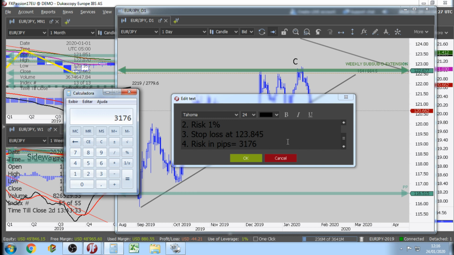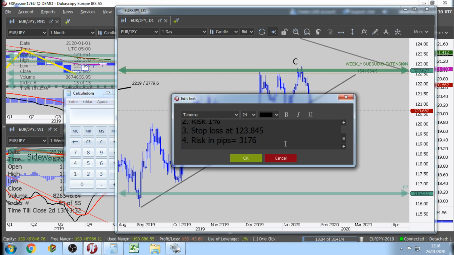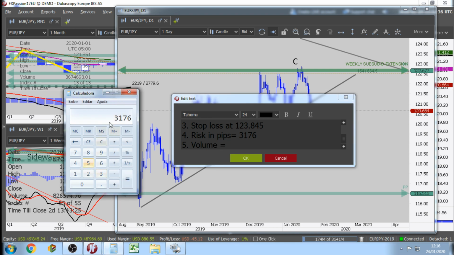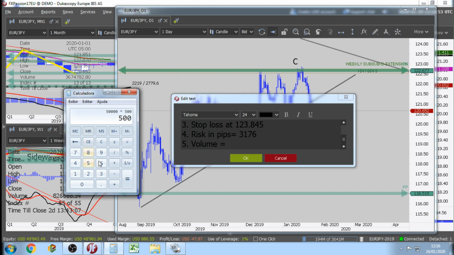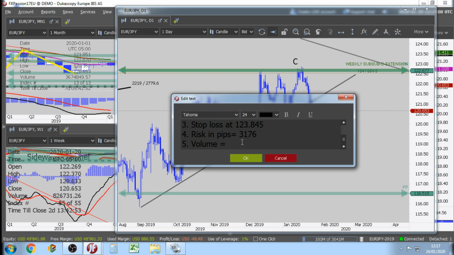Okay, now I have 50,000 in my account, so number 5, volume, right? So I'm going to divide first 50,000 times 1%, so it's 500, right? 1% is $500. So let me see, 500 divided by 3176, 0.16, right? So I'm going to enter into a trade 0.16.